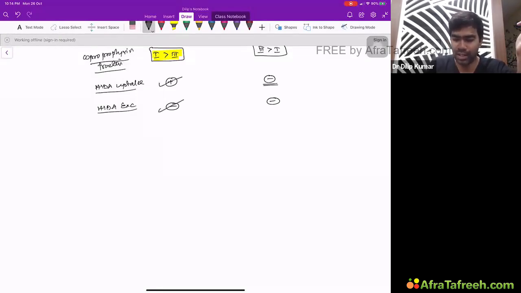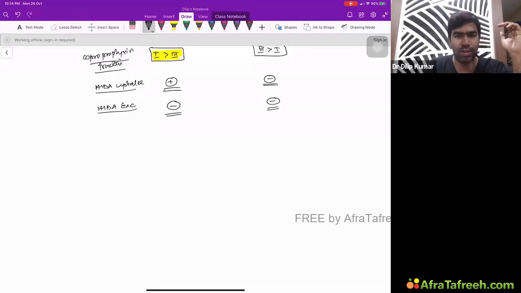HIDA is basically like a bilirubin only. So you can remember HIDA like a bilirubin only. The liver sees the HIDA metabolite as a bilirubin only, so they take up, conjugate and excrete it like bilirubin. So here uptake will be there, but excretion will not be there. But here uptake and excretion both will be defective.